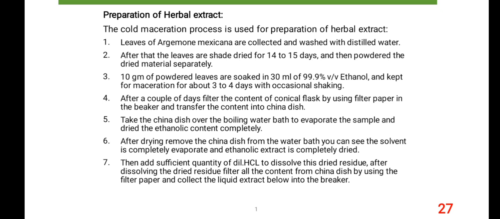Take the china dish over a boiling water bath to evaporate the sample and dry the ethanolic content completely. After drying, remove the china dish from the water bath. You can see the solvent is completely evaporated and the ethanolic extract is completely dried. Then add a sufficient quantity of dilute HCl to dissolve this dried residue. After dissolving the dried residue, filter all the content from the china dish using filter paper and collect the liquid extract below into the beaker. So now the extract is ready for the alkaloid test and for the preparation of the cream.